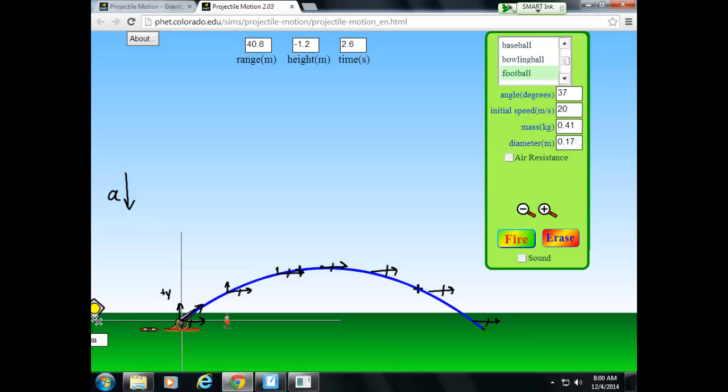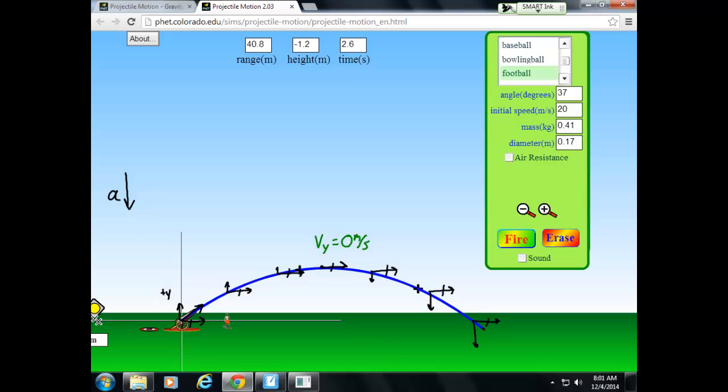So at the very top of the football's flight, we can say that the velocity in the y direction equals 0 meters per second, because the football stops going upwards. It still has a horizontal velocity, but it just stops going upwards, so it has no velocity in the y direction. Then, as time goes on, the football starts going downwards, so the y velocity starts increasing in the opposite direction.